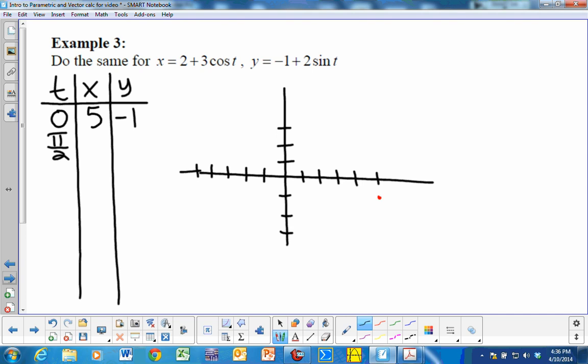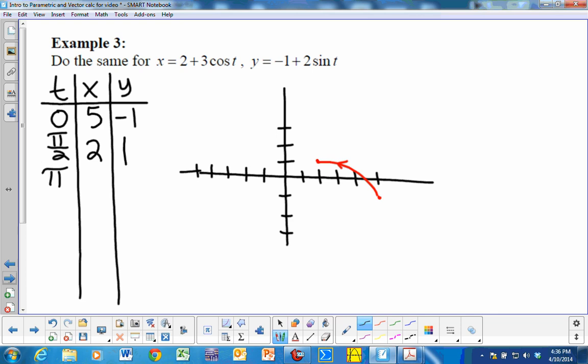So if I do pi over 2, cosine of pi over 2 is 0, so 2 plus 0 is 2. And sine of pi over 2 is 1, so negative 1 plus 2 is 1. So I will have a point at 2, 1. And I'm going this way. So I'm going to make a guess. It's a curve, so we're going to say we're going like this. And then I'm going to put an arrow. I know I'm going that way. All right, so let's pick the next one.